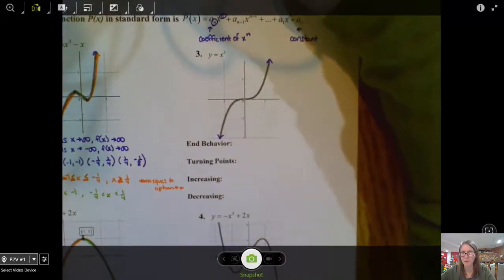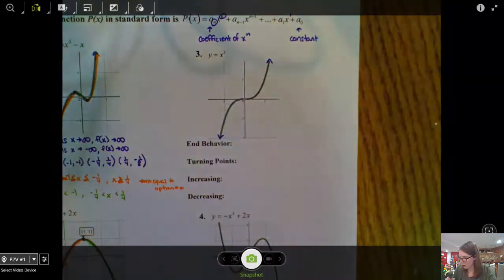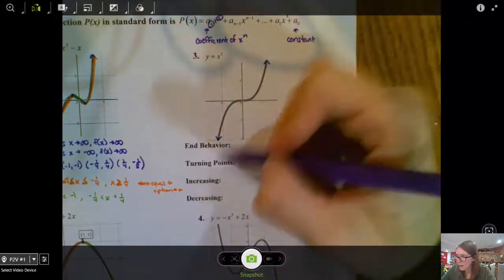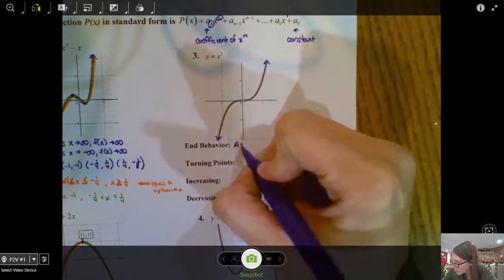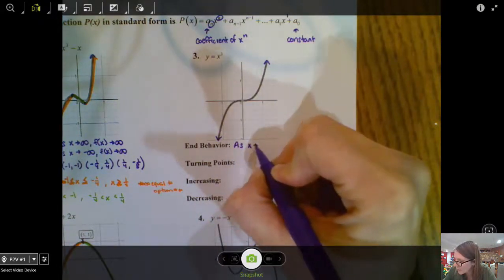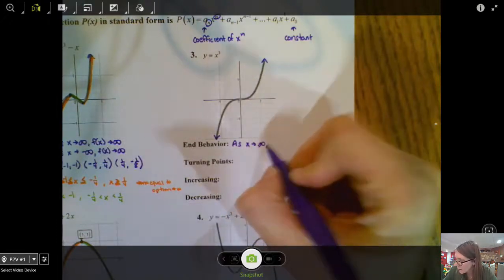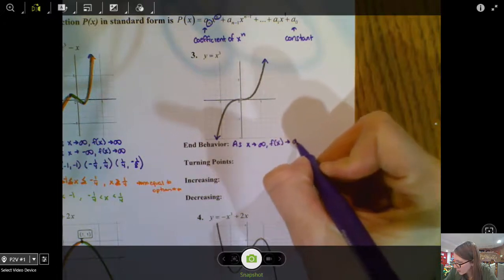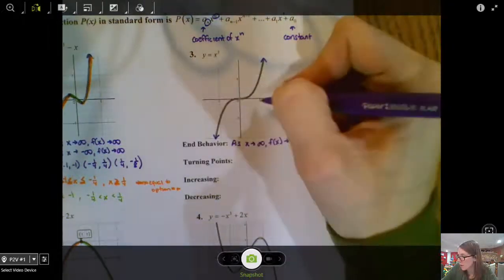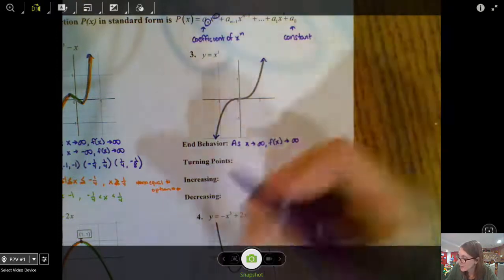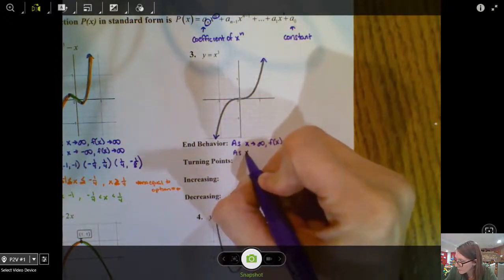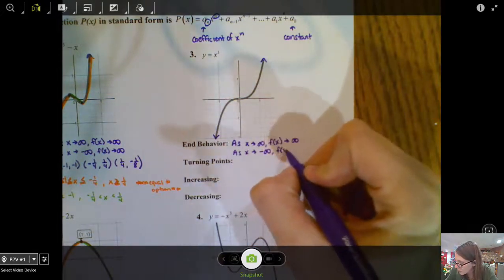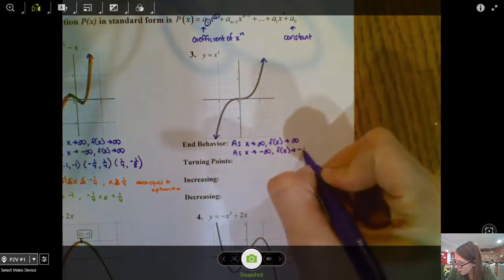All right, well, let's look at this one. y equals x to the third. Okay, my end behavior, my degree is 3. I don't have any other terms. My end behavior does what we would expect it to do because I have an odd degree. As x approaches infinity, the further to the right we go, our y values approach infinity. Further to the right, the higher our y values get. And as x approaches -infinity, the further to the left, our y values are decreasing, approaching -infinity.